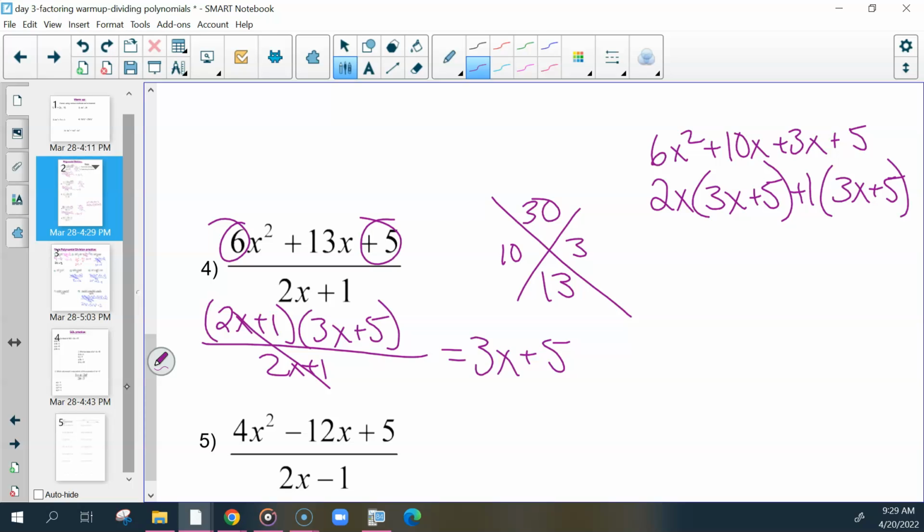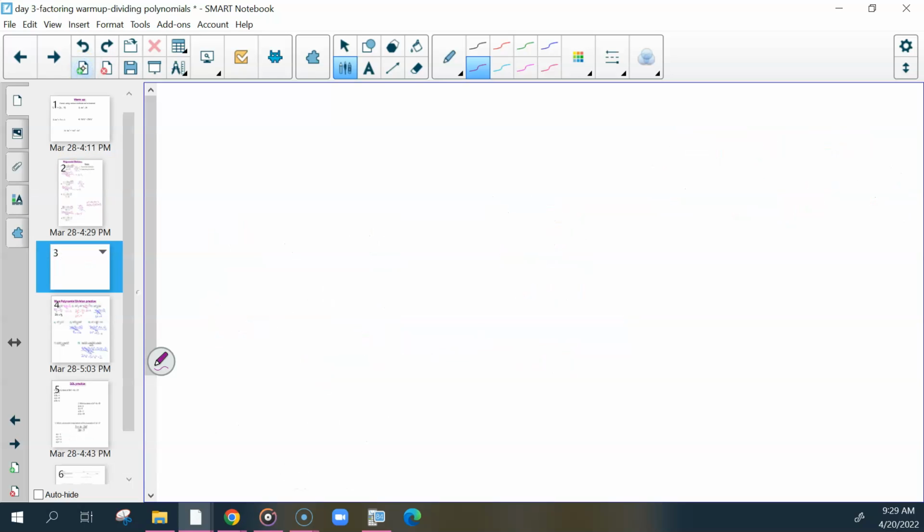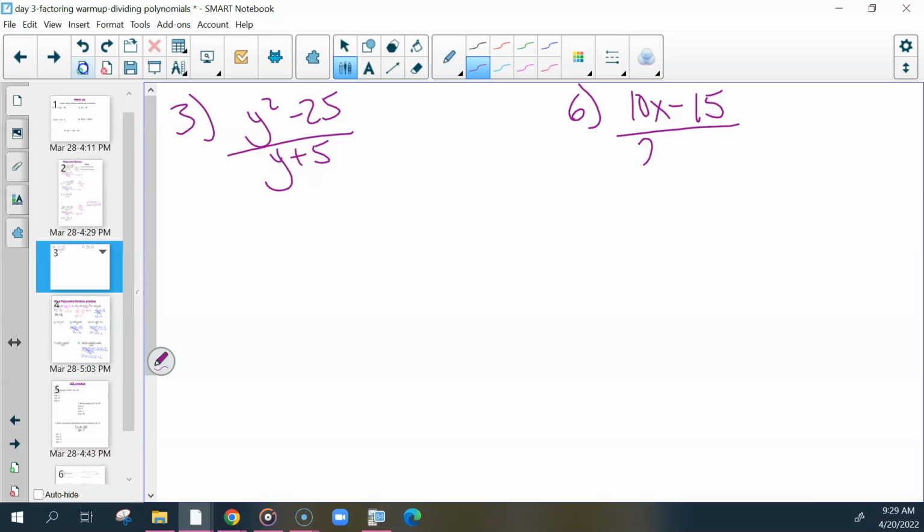I don't have these on here, but I'm going to pull a couple of the ones from the dividing polynomials by a binomial page, starting with number 3, and I'm going to do number 6 also. This is on this page. I just don't have this page on this.